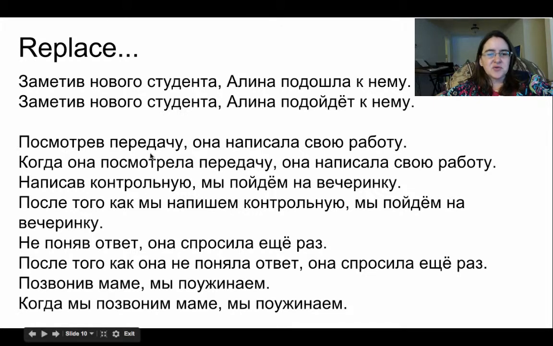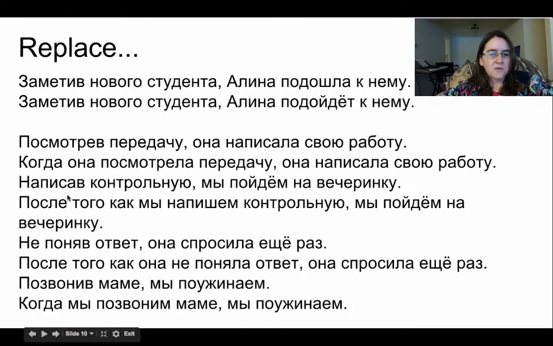Посмотрев передачу, она написала свою работу. Когда она посмотрела передачу, она написала свою работу. When she had finished watching the show, then she worked on her paper. Then she wrote her paper.